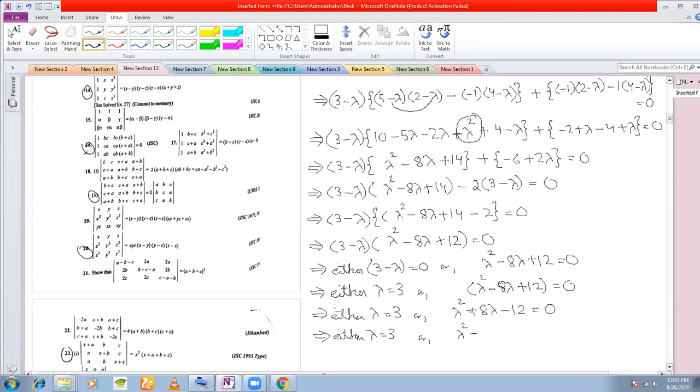Similarly here, this should be lambda square minus 8 lambda plus 12. Now we can factorize. So it's 2 into 6. So minus 2 lambda minus 6 lambda plus 12.